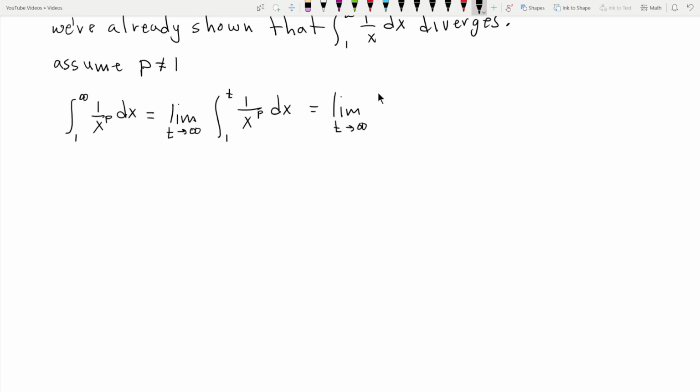No point in confusing people. All right, so this is x to the minus p dx. So this is going to be the limit as t goes to infinity. All right, so x to the minus p, we add 1 and divide. So that is going to be x to the negative p plus 1 over negative p plus 1. And then we're going to evaluate that from 1 to t.